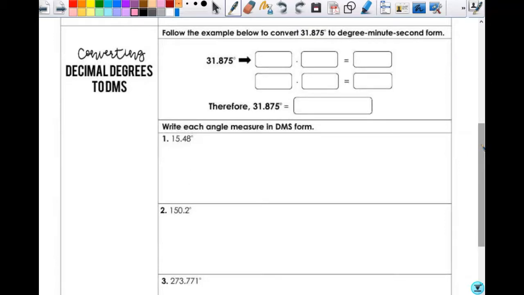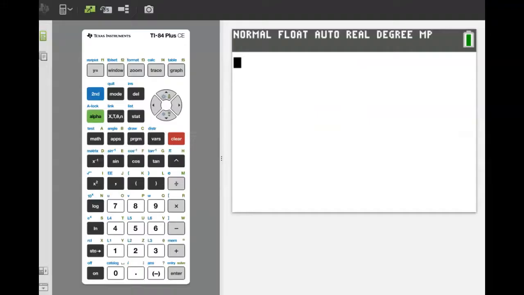So I have 31.875 degrees. Okay, so the 31, I know it's going to be 31 degrees, so I can go ahead and put this as 31 degrees. Then I'm going to have to break this up. Okay, I'm going to put 0.875. So that 0.875, I'm going to have to multiply it by 60 to see how many minutes that's going to be. So I'm going to use my calculator, and I'm going to do 0.875 times 60. That gives me 52.5.